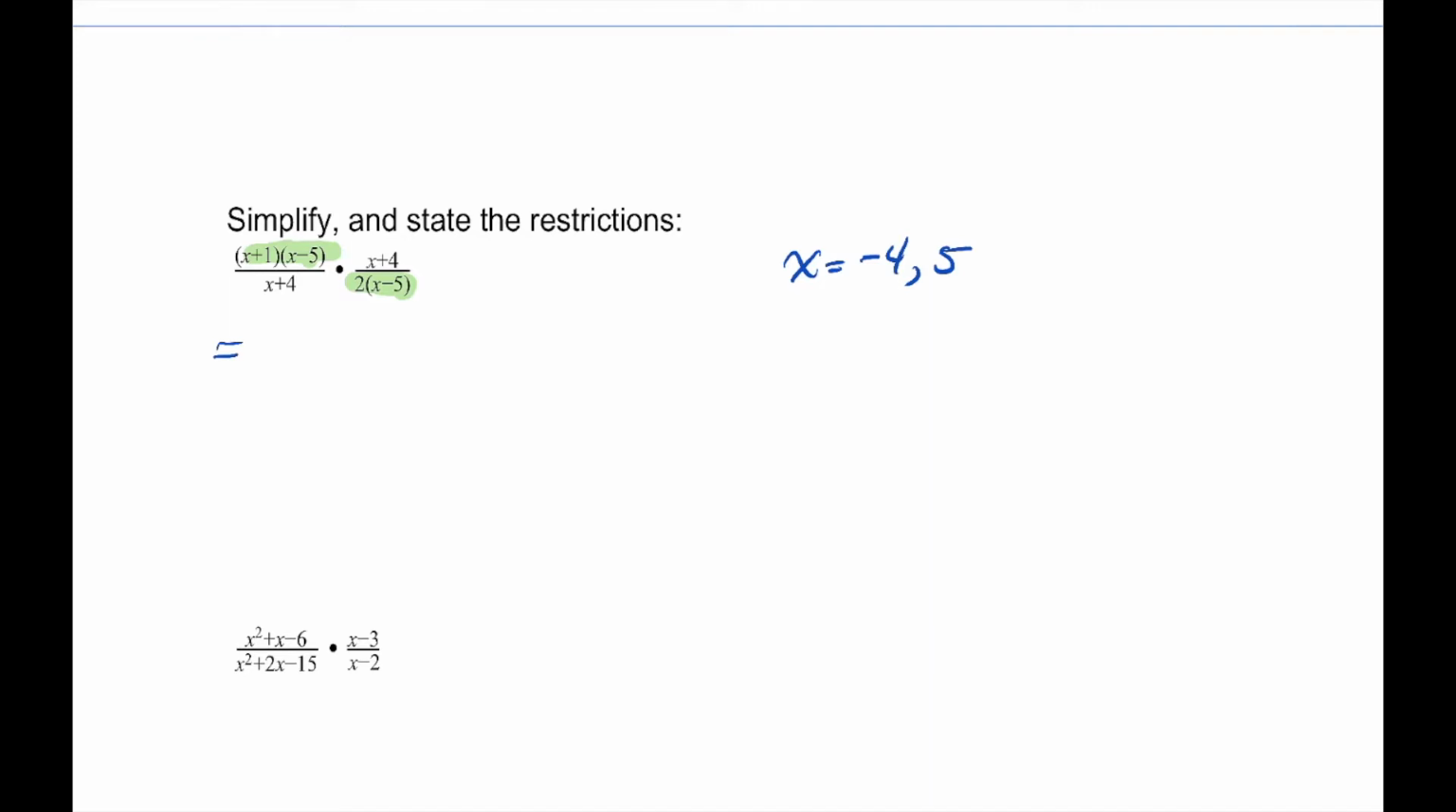So in this case, just reduce. I've reduced x minus 5 with x minus 5. Really, this x plus 4 is a separate factor itself, and that reduces. And finally, the final expression we get is going to be x plus 1 over 2.